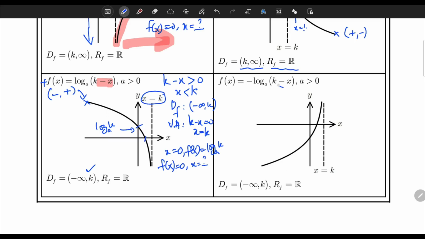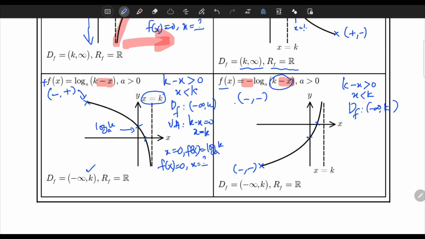Alright, so the next curve, the next graph, again, k minus x greater than 0, so x less than k again. So the domain will be negative infinity to k, right? So here x is negative, you look at this, x negative, this negative belongs to the f(x) here. So meaning you have negative, negative.